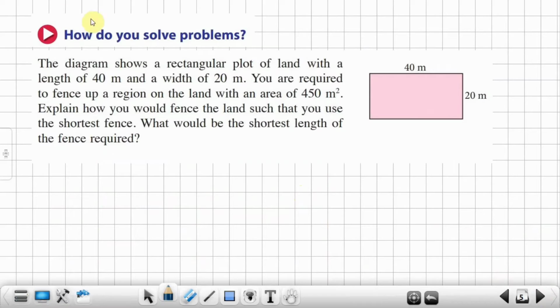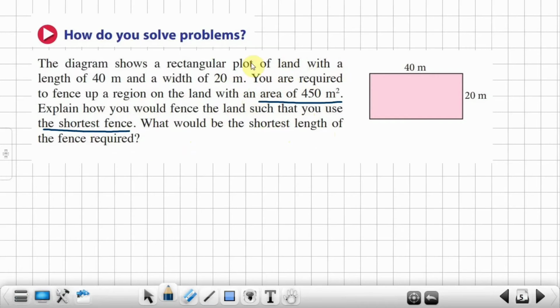Okay, next, how do you solve problems? All right, so the diagram shows a rectangular plot of land with a length of 40 meter and width of 20 meter. You are required to fence up a region on the land with the area of 450 meter square. Explain how you would fence the land such that you use the shortest fence. What would be the shortest length of the fence required?